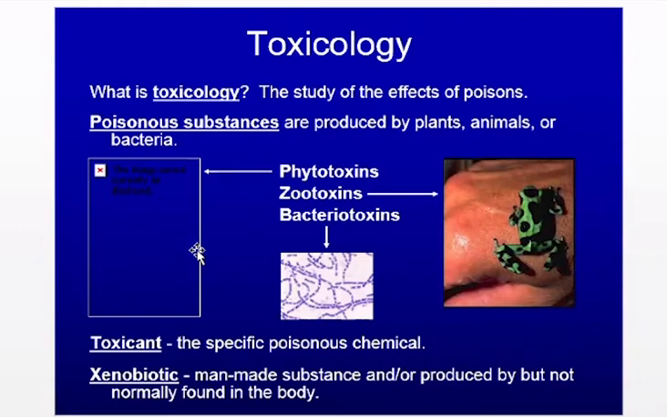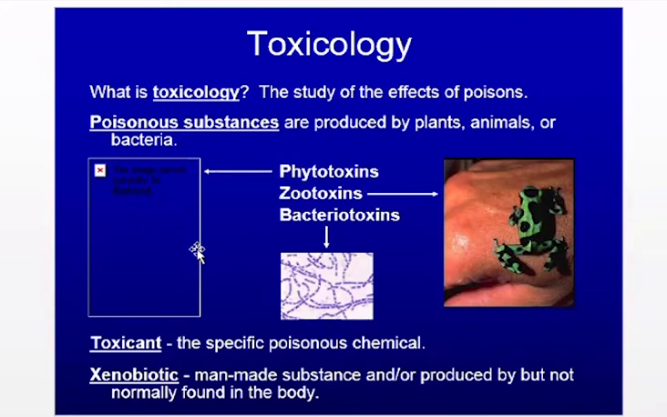Then the toxins or the poisons that are derived from animals are known as the zootoxins. Okay, you can get a zootoxin from an animal like a frog, from a snake, because they are coming from animals, so they are zootoxin. Then we can have bacterial toxins. These are coming from microorganisms such as bacteria. Now, the specific poisonous chemical is what is known as a toxicant.